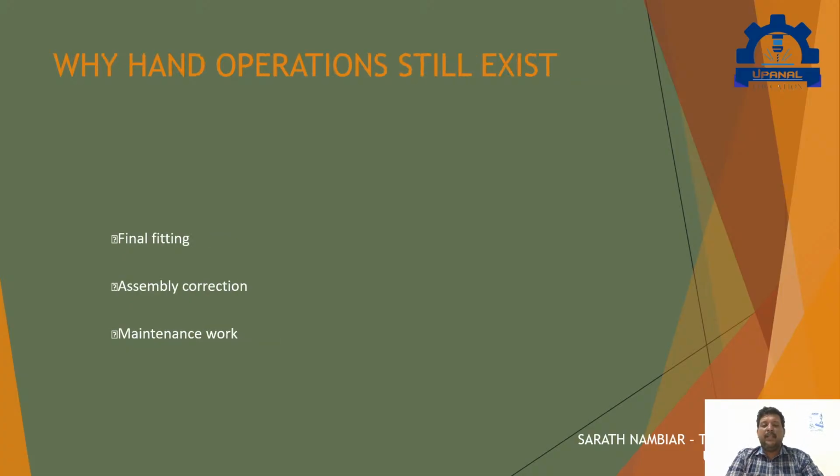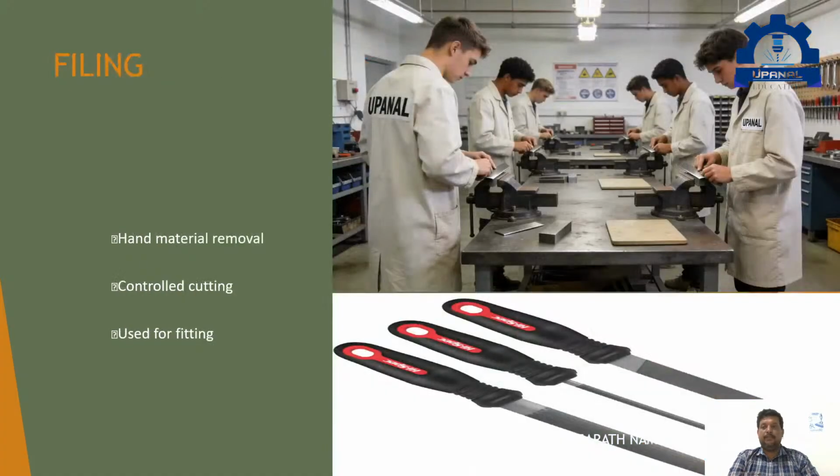Next, why do these hand operations still exist? Even today, after CNC machines, when we have manufactured two parts, how much precision do we have? Sometimes when we assemble them together, some corrections might be required. Not sure it will be required, but it might be. At those times, that correction will be done by hand operations. That is why even today we have a tool room and toolmakers, because we need hand operations for the final fitting, for assembly correction, and for maintenance work.